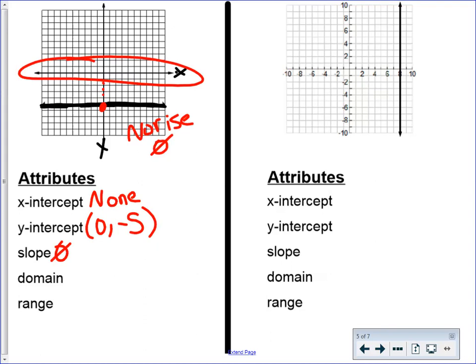Okay? My domain, when I go from left to right, I see 2 arrows. It is then all real numbers. However, my range, on the other hand, is different. My range going up and down, I don't see arrows. My line is not going up and down, it's going side to side. The y is always staying the same number every spot that I go on my line. Every time, that y is going to be at -5. So that would then be my range.